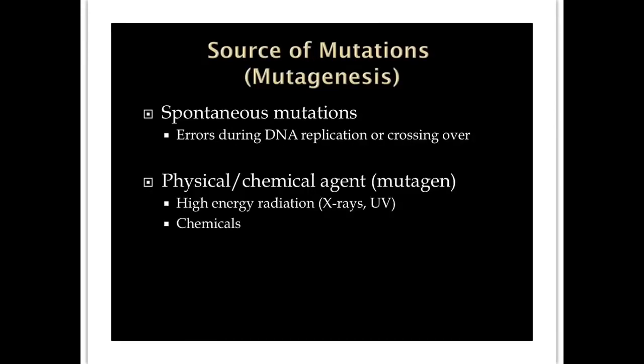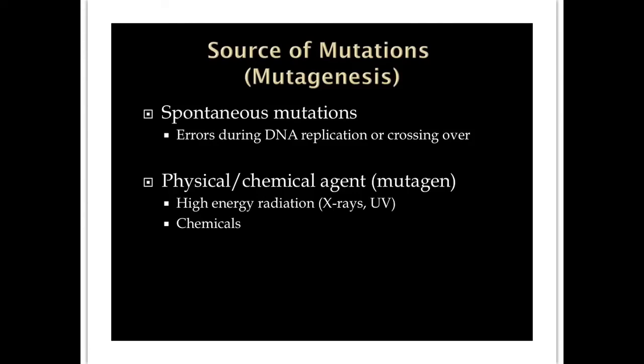So how do mutations occur? Source of mutations, this is called mutagenesis. There are some that are referred to as spontaneous mutations. This is when there are errors during DNA replication or errors during crossing over of meiosis. Even though DNA polymerases do have this proofreading or spell check mechanism, because the process is happening so fast, there can still be errors during DNA replication.